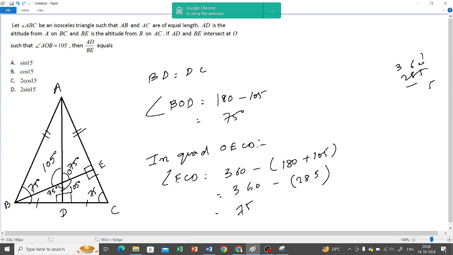Now this is 75 and 90. So what is going to be this? 90 plus 75 is 165, and 180 minus that is going to be 15 degrees. So this is 15. Then with 90 and 75, this is also going to be 15. So we have all the angles.